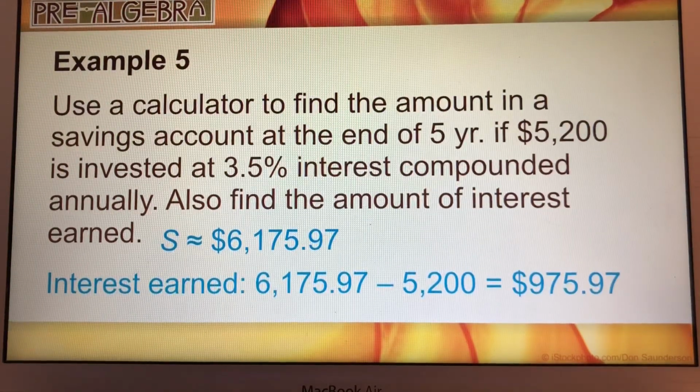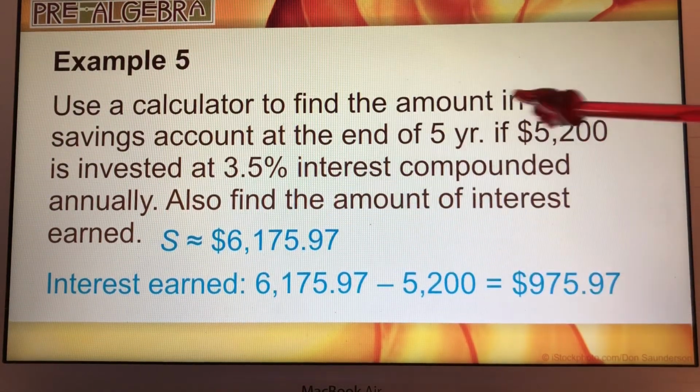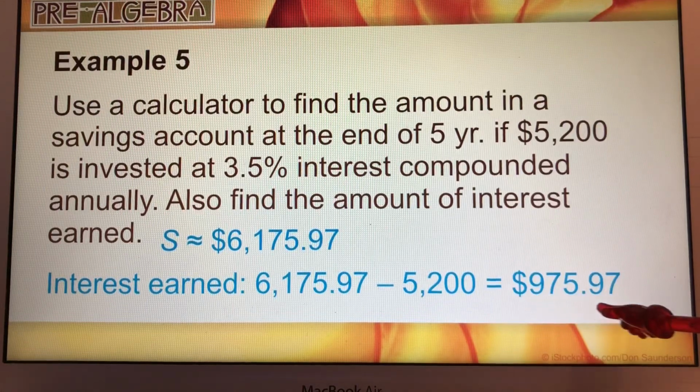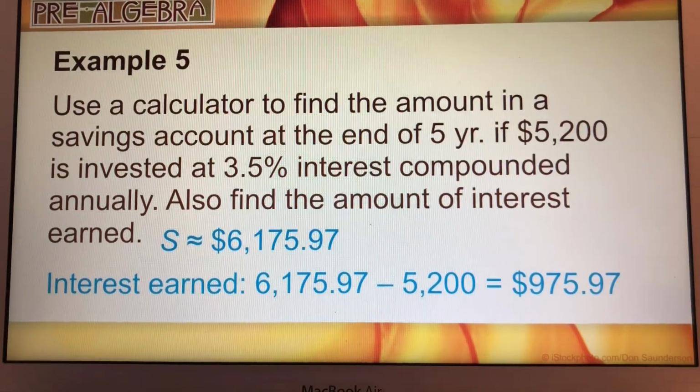Now the amount of interest earned is you would take this new amount, subtract your original amount, and this will give you the amount of interest, $975.97. That is the amount of interest that is earned over 5 years.